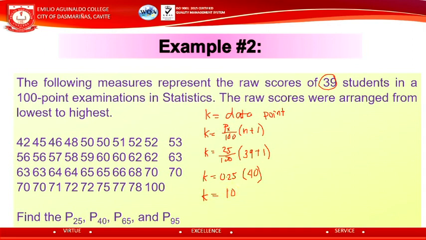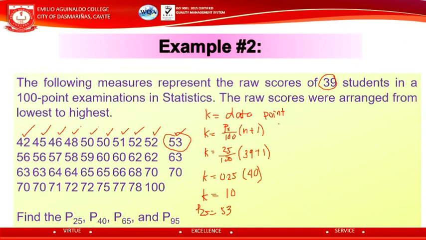It means that this is not the answer yet. It only means that the 25th percentile is located at the 10th data point. So what is the data point that the teacher is referring to? This will be our first data point, second, third, fourth, fifth, sixth, 7, 8, 9, and 10. So it means that the 25th percentile is equivalent to 53 in this problem.